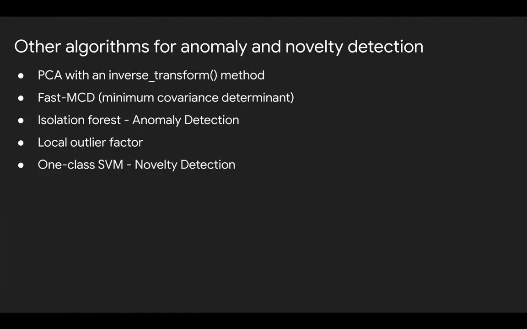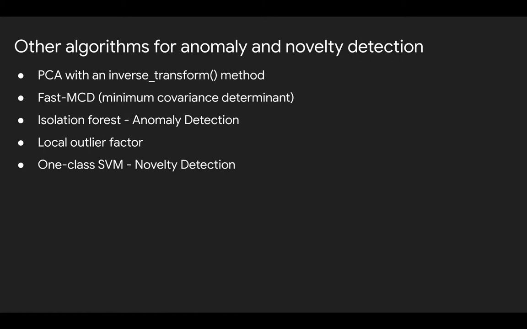Now, other algorithms that we can make use of for anomaly detection. One thing I failed to mention is the difference between anomaly and novelty detection. When you're using anomaly detection, after training, your data set can contain outliers. And when you're making predictions on whether a particular data point is an anomaly or not, it makes predictions on your data set and also on new instances that it has not seen.